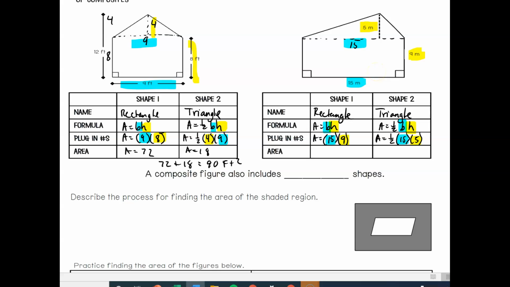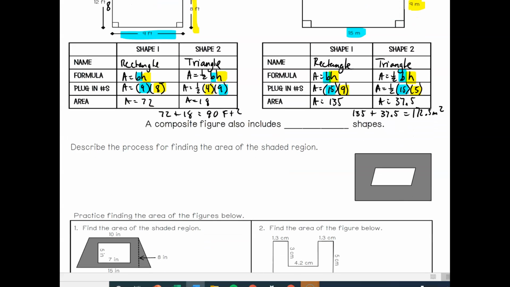So taking half of 15, no matter what you do, you're going to get a decimal on that one, so I didn't really change any of that around, but 15 times 9 gives you 135 for the rectangle, and 1/2 of 15 times 5 gives you 37.5 for the triangle. Again, you're going to want to add 135 plus 37.5 together, and that gives you your total area of this composite shape, or two shapes together, as 172.5 meters squared.